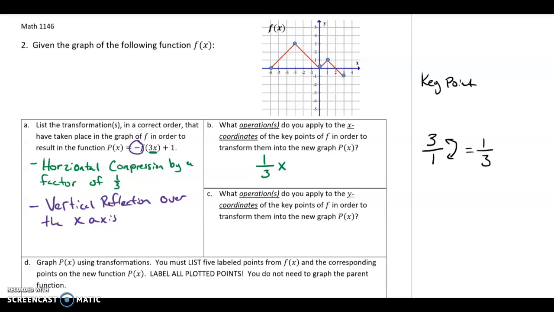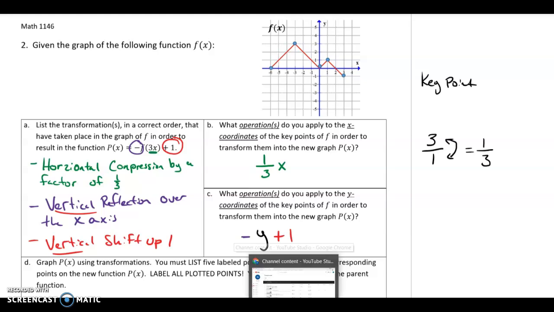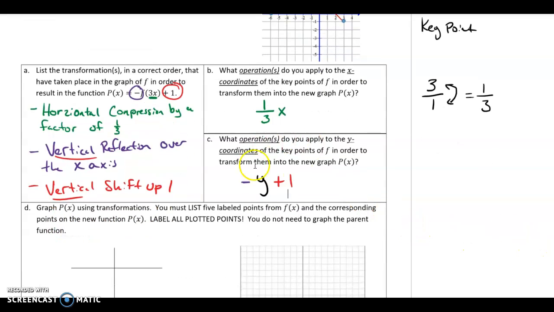Okay, one last transformation going on here. There's this +1. That plus 1 is on the outside, so this is a vertical shift up 1. Now the stuff that is vertical is going to be affecting the y values, so what we're going to take is our y. We're going to reflect it, so we're going to make it negative or multiply it by -1. And then we're going to shift it up 1, so that's going to give us a plus 1 right there, okay? So we reflected this vertically. We're going to shift it up 1.